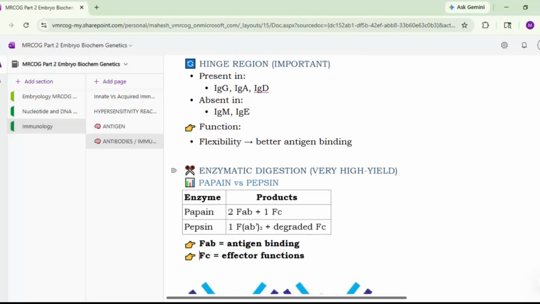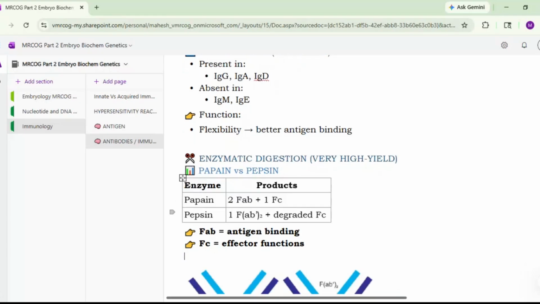Then there are two types of digestion. These antibodies will be digested by two mechanisms. One is called papain digestion, another is called pepsin digestion. Remember these two names. One is papain digestion and another is pepsin digestion.